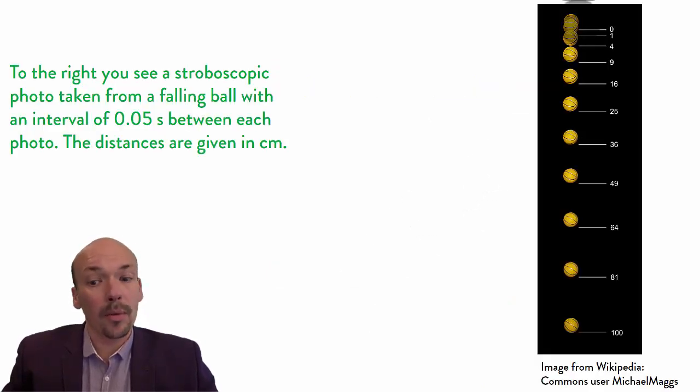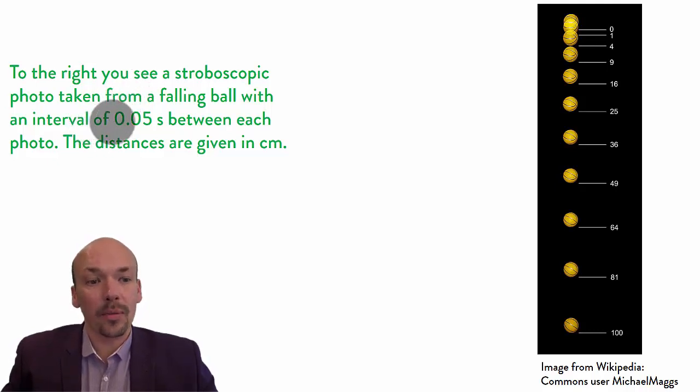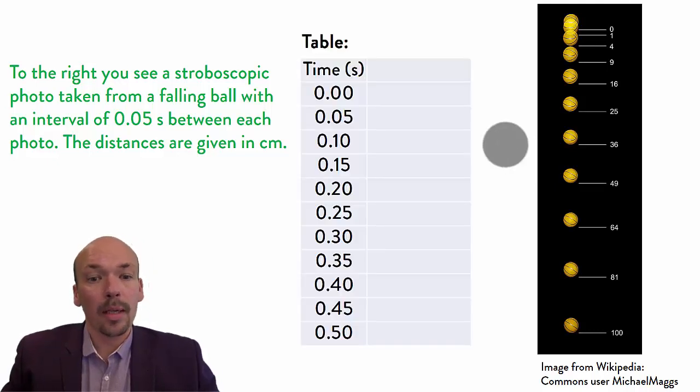We have a ball which has been falling to the ground, and as you can see it was measured what the position was, and we know what the time was, because to the right is a stroboscopic photo which was taken from a falling ball with intervals of 0.05 seconds between each photo, and the distances here are given in centimeters. So if you have something like this and we want to make a graph from it, we first have to make a table that looks like this.